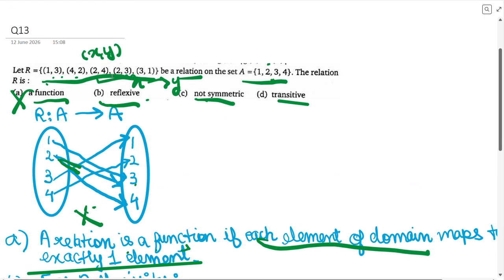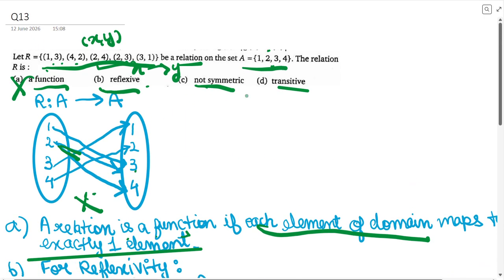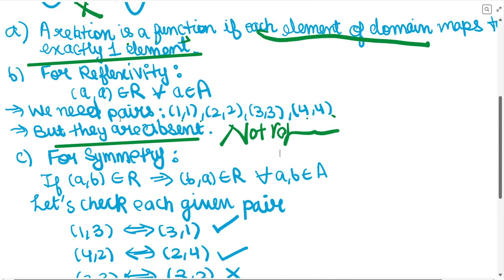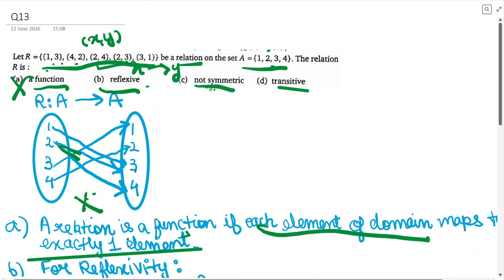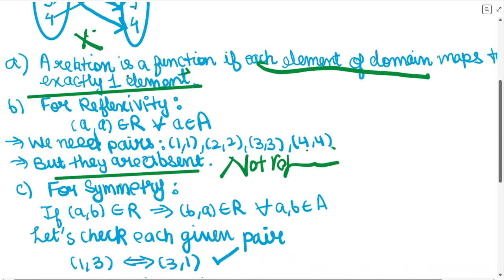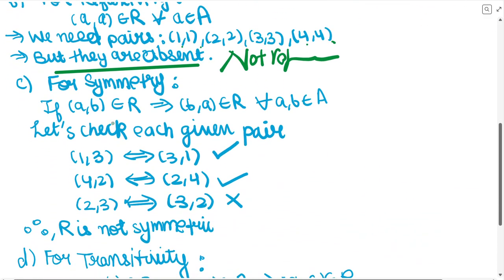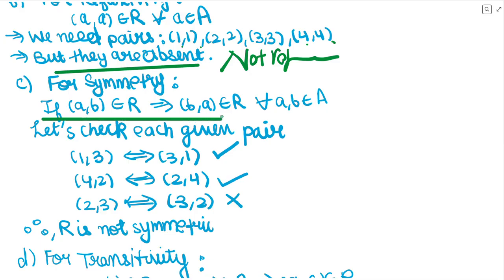All right. So now what is the third part? Third is not symmetric. So let's see if it is symmetric or not. Remember, it is not saying symmetric. It is saying not. So wherever there is a not or no, we have to take a close observation of that. All right. So let's check for symmetry. The rule of symmetry says that if (a, b) belongs to R, then (b, a) also has to belong to R for all a, b belonging to set A.